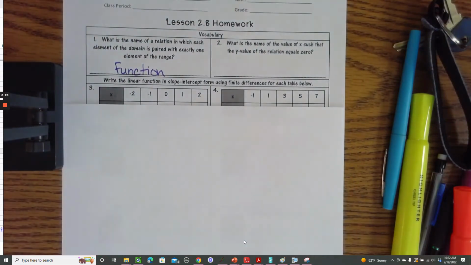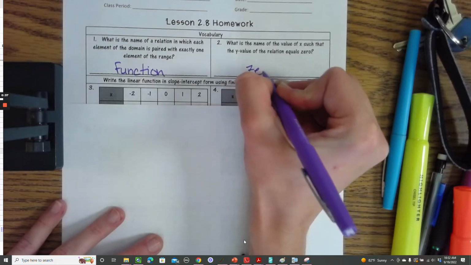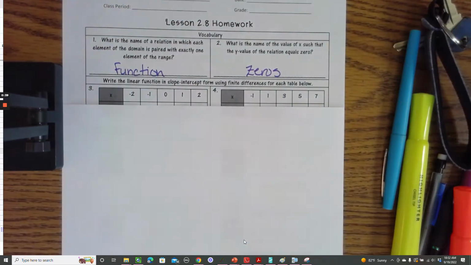All right, what is the name of the value of x such that the y value of the relation equals 0? So we've been calling that the x-intercept. Another name for it, it's the exact same thing, but we can also call them the zeros of the function. And we call them the zeros more when we do quadratic functions. Okay? All right.